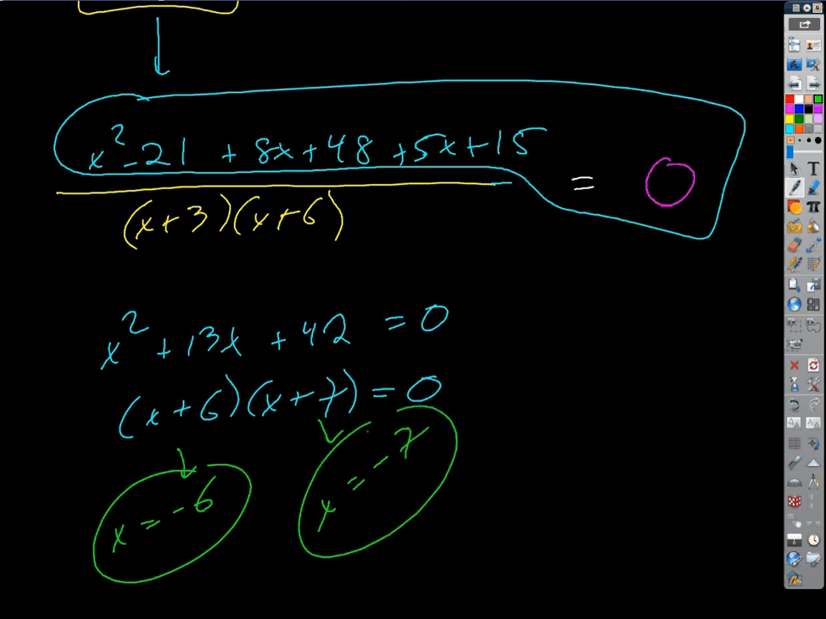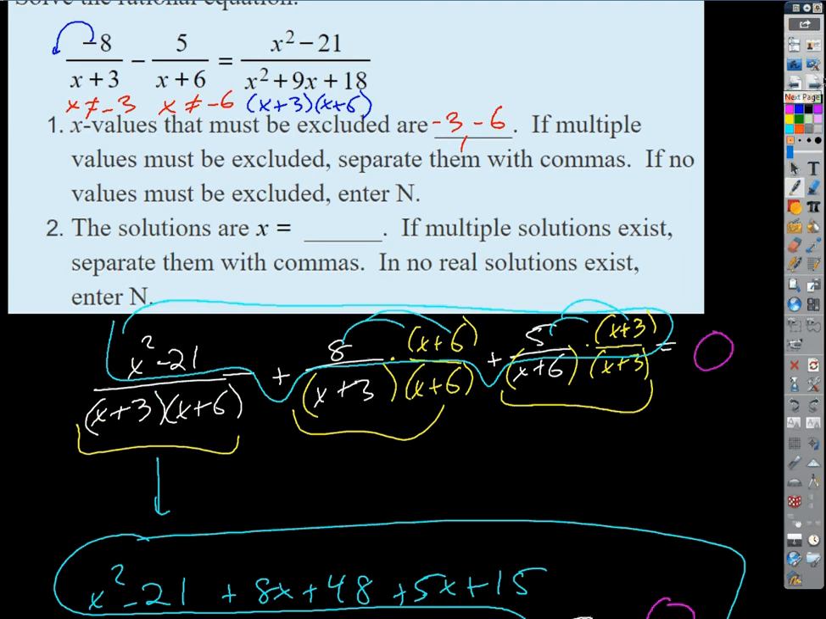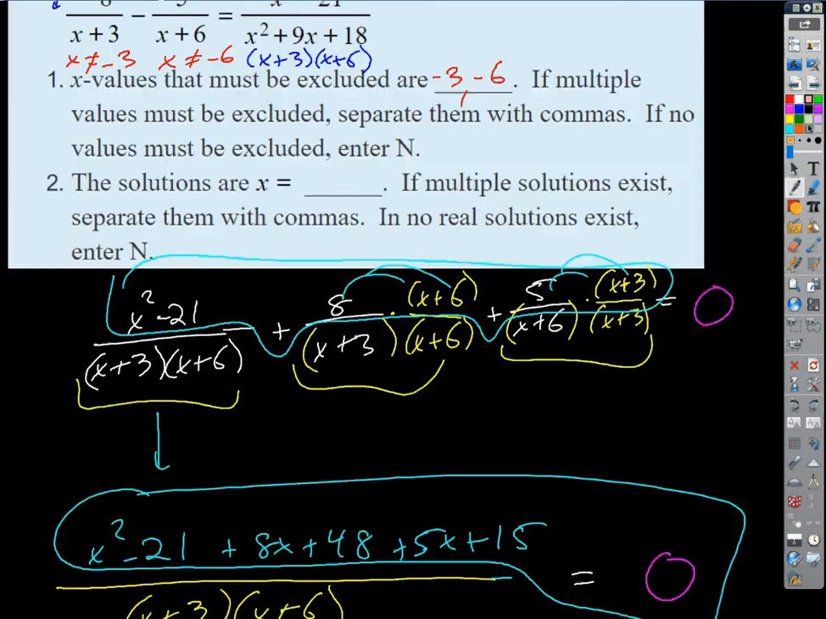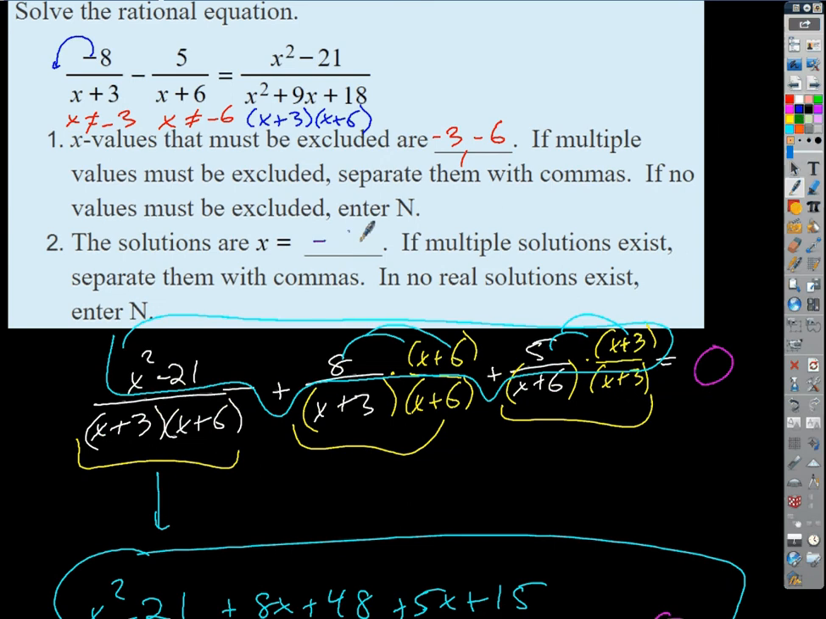So those are my solutions, but remember, we can't have -6, right? Boundary -7. So we have to come down here and cross that one off, and we only get to keep one of them, which is -7. That's the only solution we get, right, is -7. Okay, let's do one more, and then I'm done. You can practice this stuff a little bit, and we'll call it good.